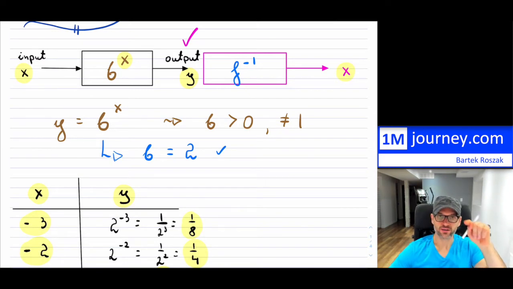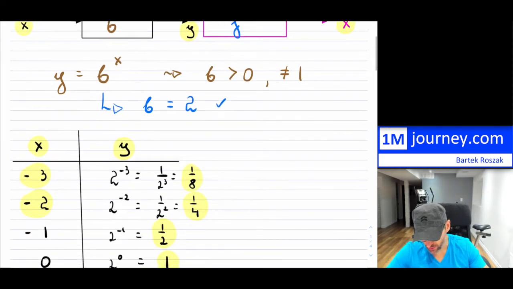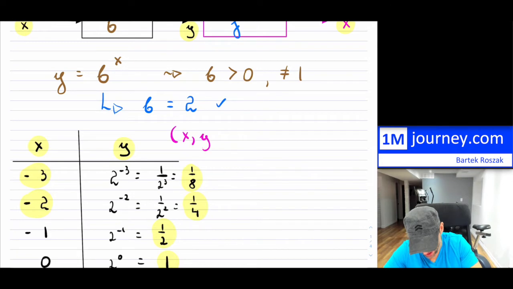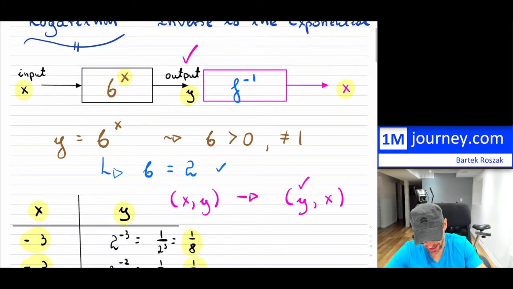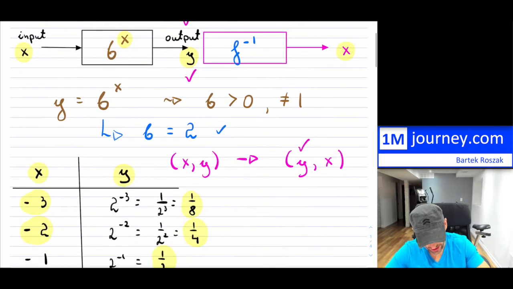And then our inverse function is supposed to spit out our original input that we put in, so our x back. So really what we are doing is, again, remember we have x, y. In order to find our inverse, all we do is swap the x and the y, because now our input is our y, right? So that's what happens here. And then we get our output x.